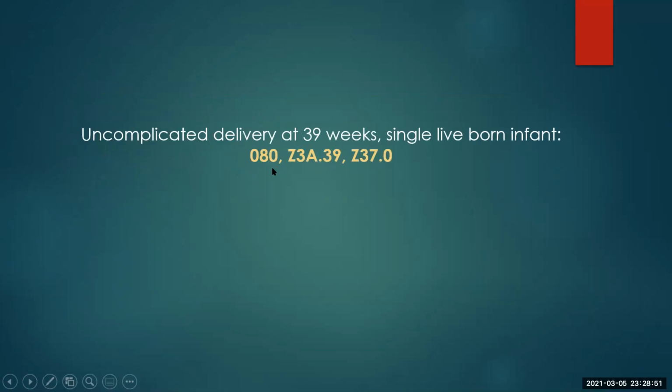We have that O80 is going to be the uncomplicated delivery, and then the weeks of gestation is right here, and then single live-born infant. Occasionally, you won't need this middle one. It just depends on which insurance you're working with and what your facility's policies are. But when we're talking about the national exam, usually they're going to want as specific as possible. So this is going to be the most correct answer right here.